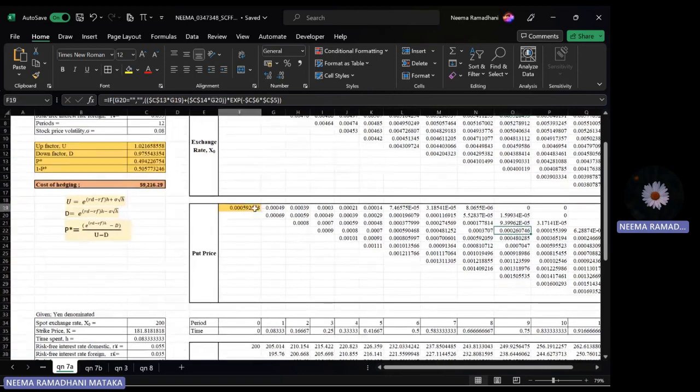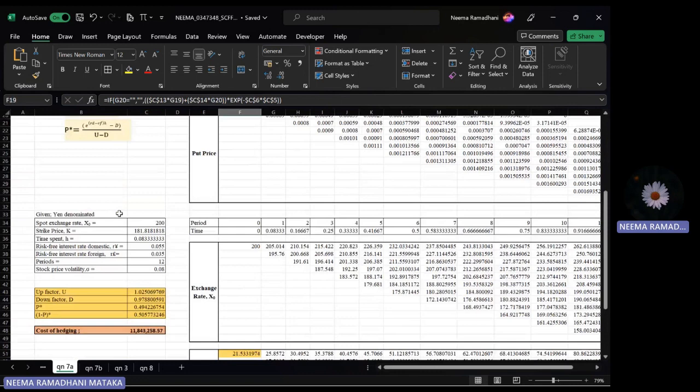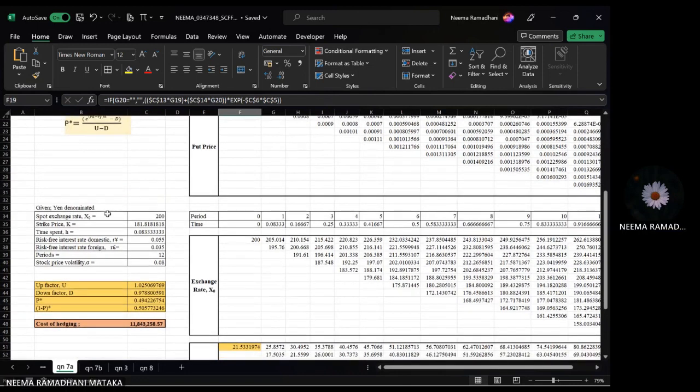And after that, this first value is our put price. After that, I solved for yen denominated, which is more of a call option, because this time yen is your domestic currency and you want to get pounds. So you're going to buy yen to get pounds. So that's a call option.